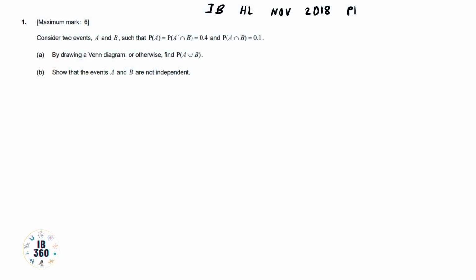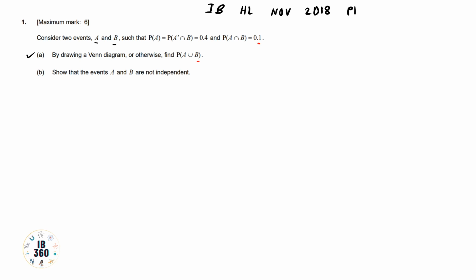So the first question is: consider two events A and B such that P of A is equal to P of A complement intersection B is equal to 0.4 and P of A intersection B is equal to 0.1. Now by drawing a Venn diagram or otherwise, find P of A union B. So we are doing this particular problem. You will draw the Venn diagram and we will try to understand that.